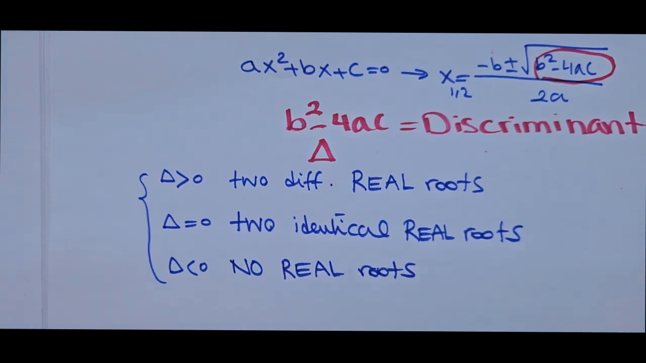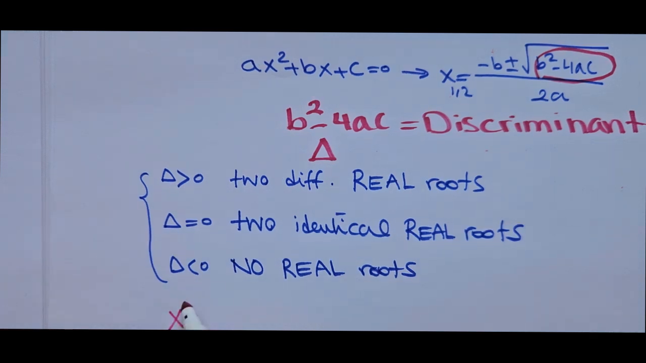Okay, remember guys, these are the three different situations we will have: greater than 0, equal to 0, and less than 0. These are the values of your discriminant. And in this question, the question is asking you to just find the nature of the roots. The question is not asking you to solve the equation and find the exact value. It's only asking you to find the nature of the roots.